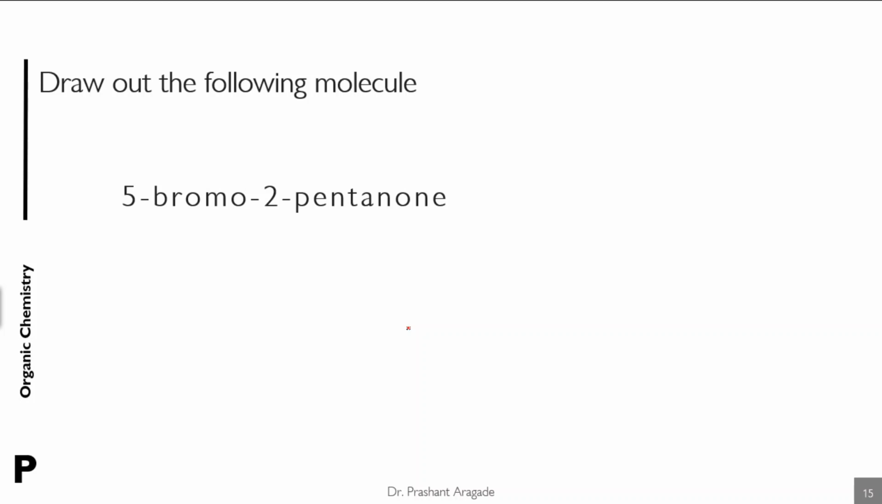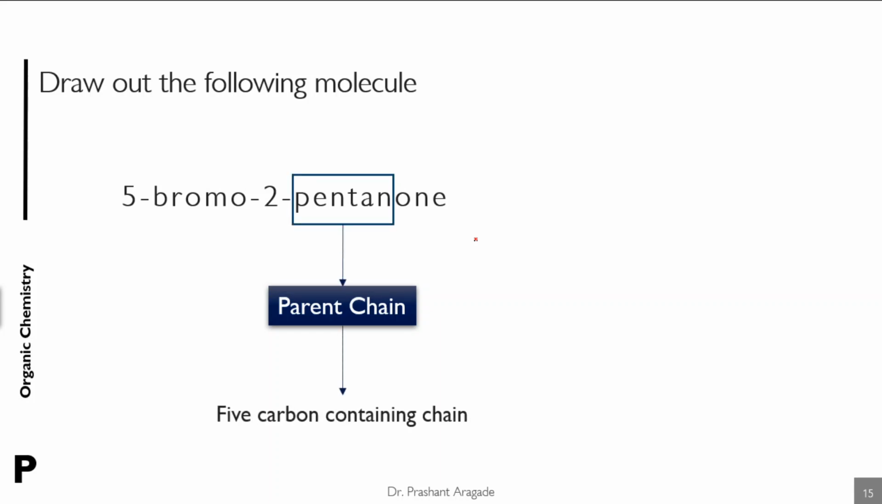So let's draw out the following molecule by applying the IUPAC nomenclature rules, and the molecule is 5-bromo-2-pentanone. Remember, always first you have to think of the parent chain. Parent chain is pentane. It means that it is containing 5 carbon atoms. So you have to just draw the carbon skeleton containing 5 carbon atoms, and you have to give the numbering from either end like this.